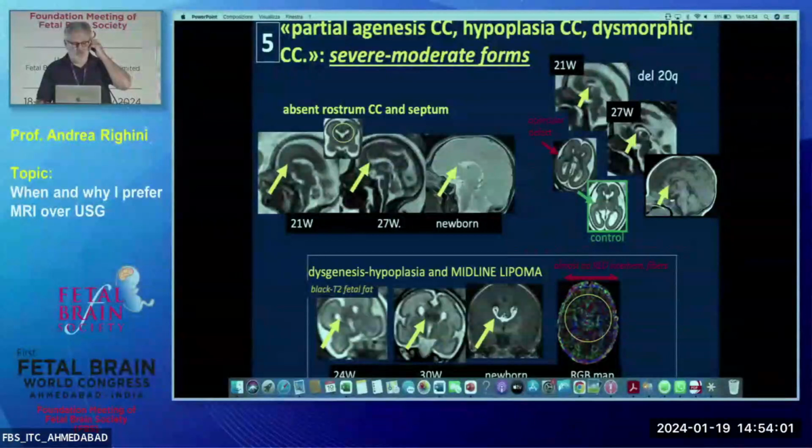And of course, you can have other kinds of dysmorphism, such as the missing rostrum, which often goes along with a missing septum pellucidum in the so-called anterior area, as we saw in the morning. And so this is a totally different situation than the simple shorter corpus callosum. You have a more complex malformation in this region.